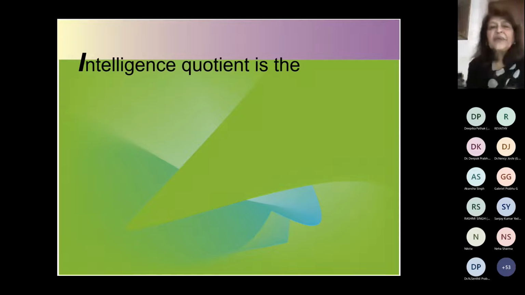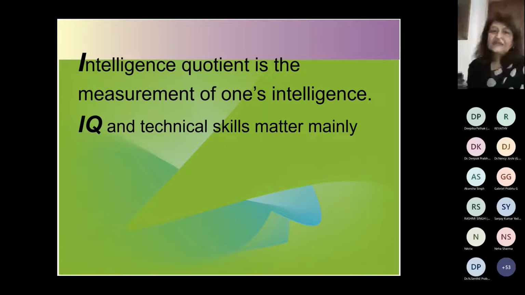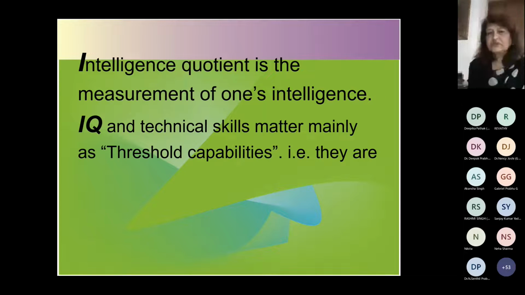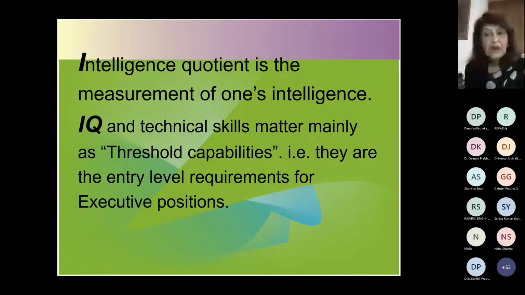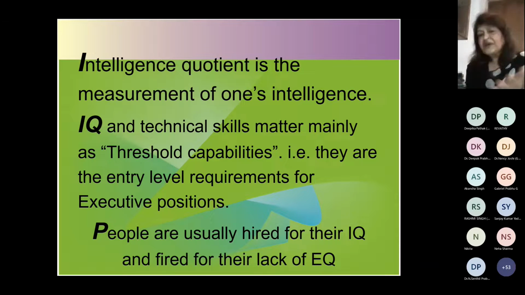So we have intelligent quotient, which is very, very important. It measures one's intelligence and it will give you the job. With your marks, you will get the call. If you're a topper, definitely you get the call. They are the entry-level requirements. However, the EQ, the emotional intelligence, next slide, the emotional intelligence will make you stay in the organization. And people are usually hired for their IQ and fired for their EQ.